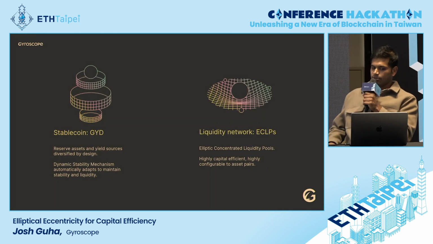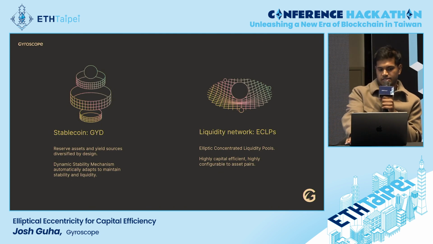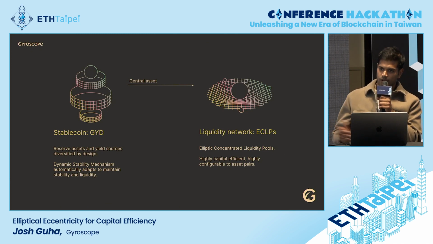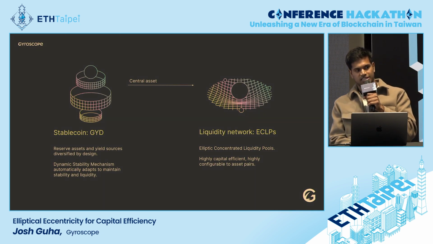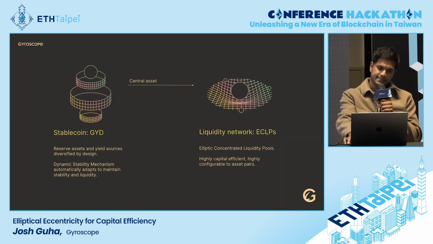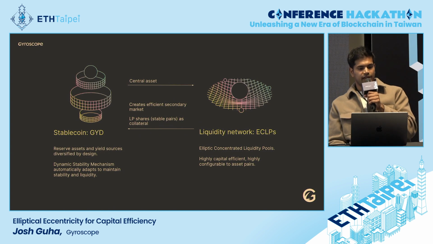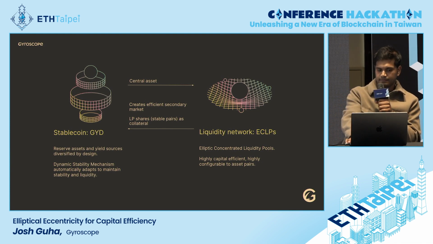Actually, the GYD stablecoin and the ECLP automated market makers have a rather symbiotic relationship. GYD aims to be the central asset within a liquidity network of ECLPs, providing low slippage, high capital efficiency trades between multiple assets in a network of AMMs, such as on Balancer. And the ECLP helps create an efficient secondary market for GYD utilizing concentrated liquidity. And LP shares for other stable pairs can be used as yield-bearing collateral and reserve assets for GYD.